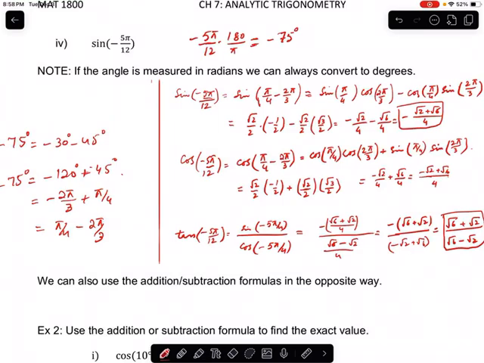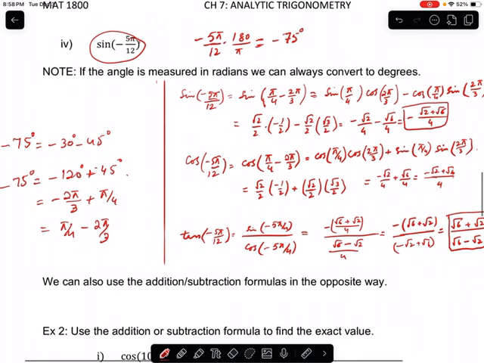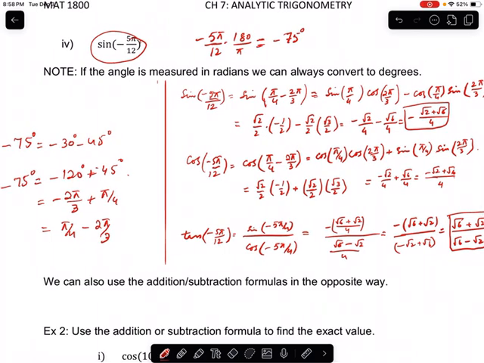Coming back to section 7.2, I hope you were able to do this problem where you had to find the sine, cosine and tangent of negative 5 pi over 12. It's not easy in radians to write it as a sum or difference of angles, a multiple of pi. So what I did here was convert the angle into degrees. In degrees it came out to be negative 75.